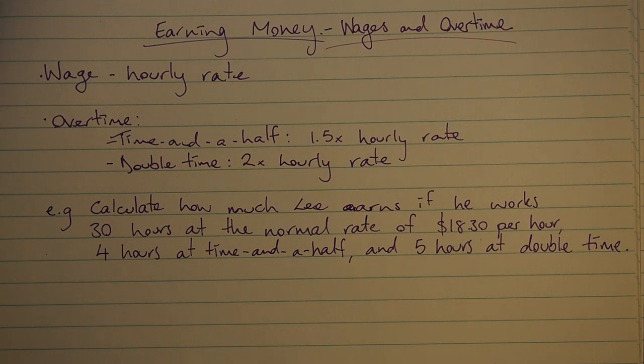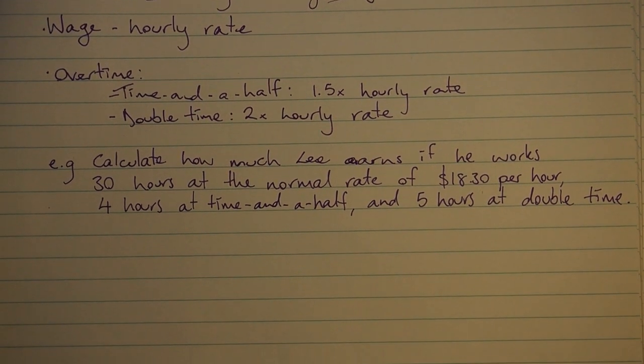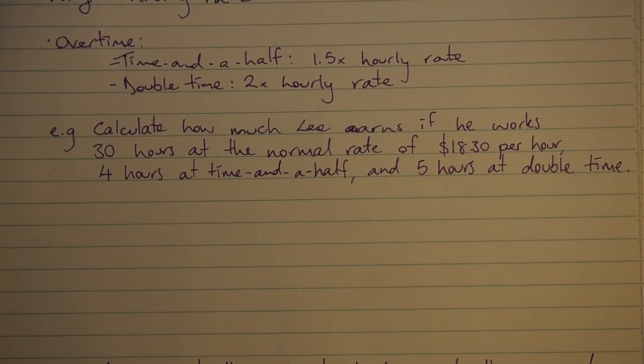All right, so I just want to go through a couple of examples of how to calculate earnings based around overtime. So one is more complex than the other, but we'll just go through the more simple one first. So I've got a question here. Calculate how much Lee earns if he works 30 hours at the normal rate of $18.30 per hour, 4 hours at time and a half, and 5 hours at double time.